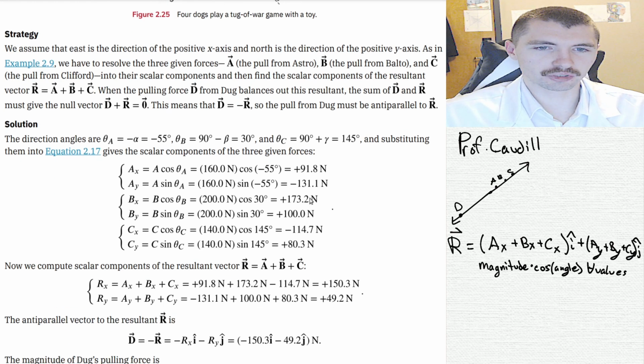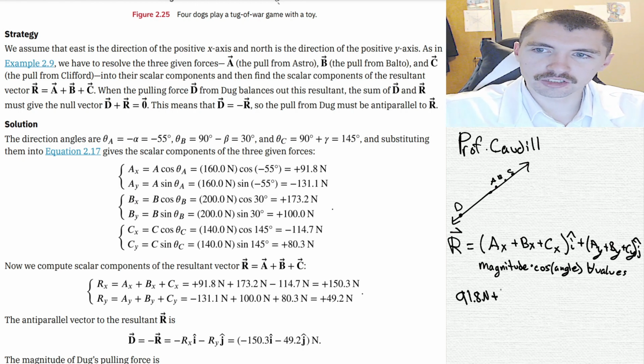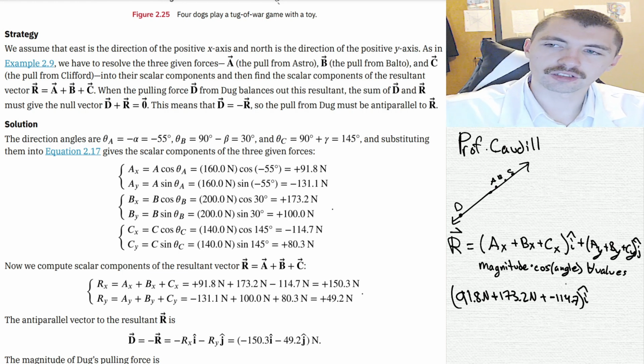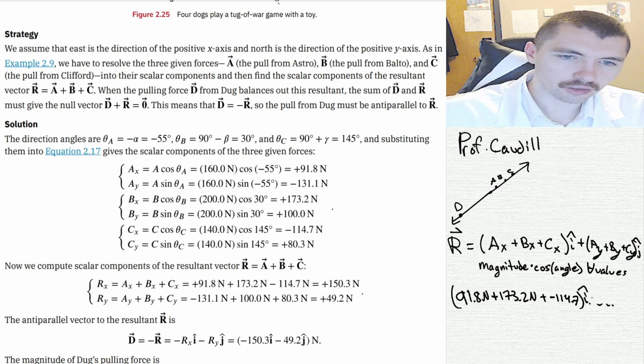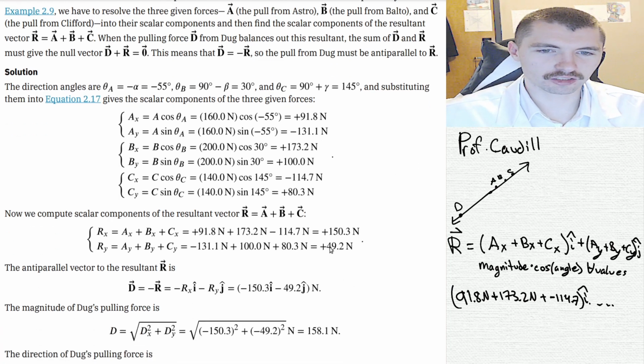So it should be 91 plus 173. So it should be 91.8 newtons plus 173.2 newtons plus negative 114.7 I, and then you do the same for the y's. So that's what they did here, 150 and 49.